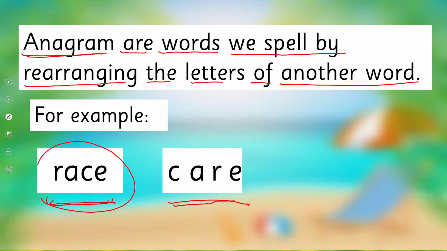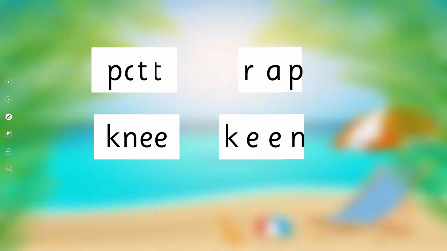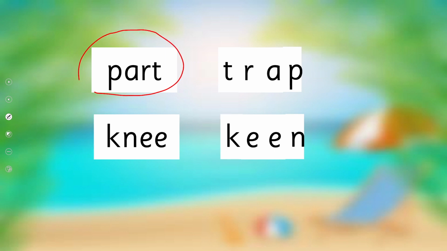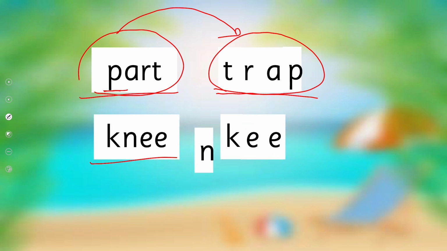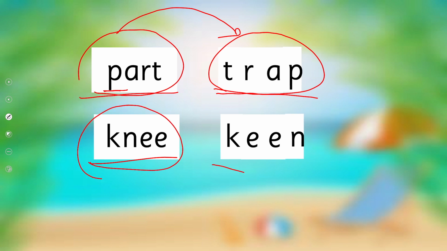Now all the letters are the same, but these are two different words and both are meaningful words. Part, T, R, A, P. Part and trap. Same letters. By rearranging these letters, a new word comes. Keen and knee. All the letters are the same, but we just rearrange them in a new arrangement. It becomes a new word.